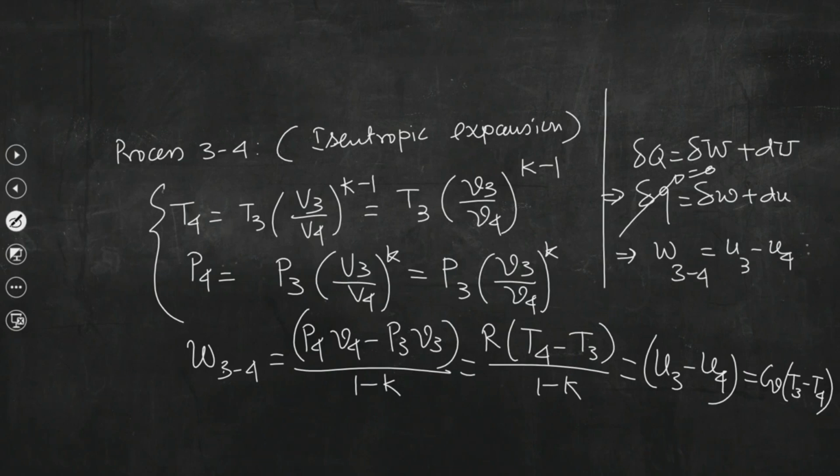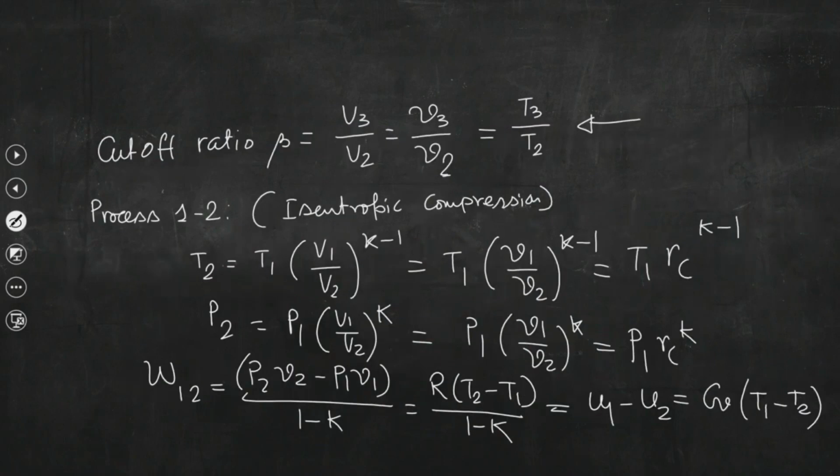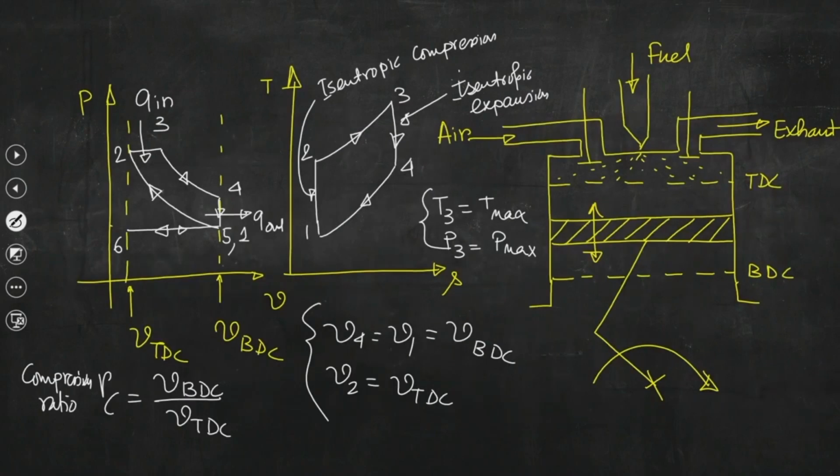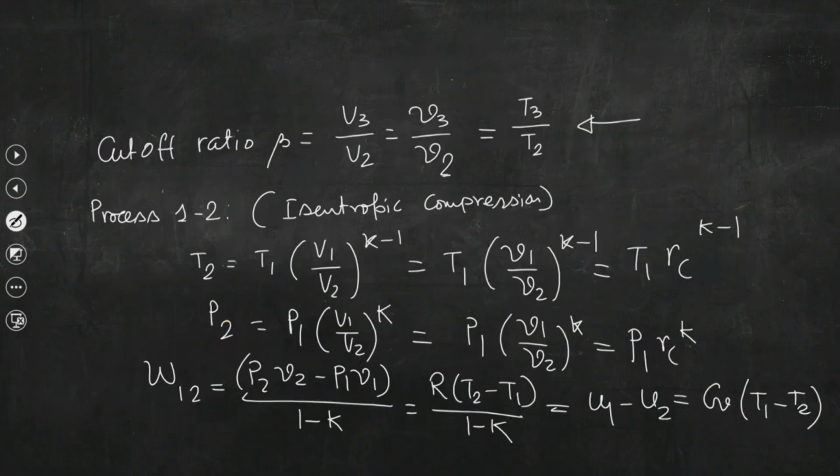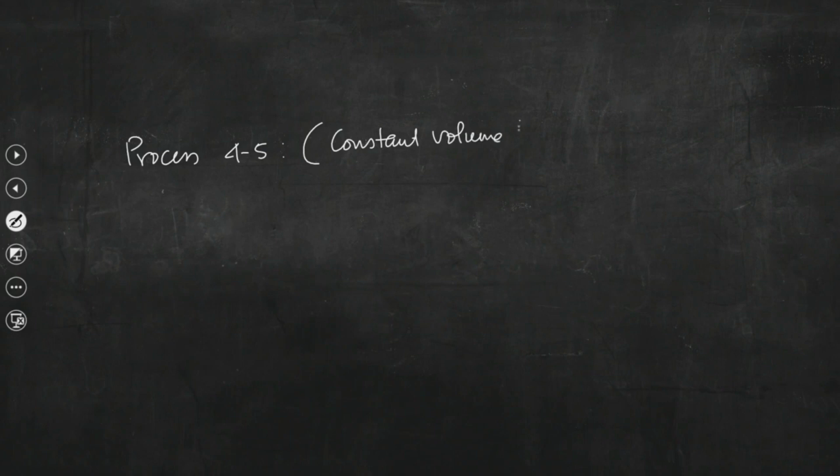U3 minus U4, right, and that is what we have used over here, fine. And if we go to the final process, that is the process 4 to 5 or 4 to 1, because points 5 and 1, these 2 points coincide each other. So, if we write process 4 to 5, that is constant volume heat rejection.